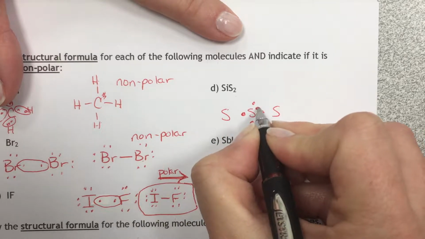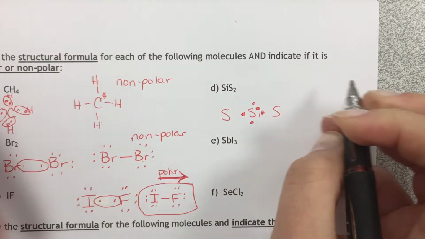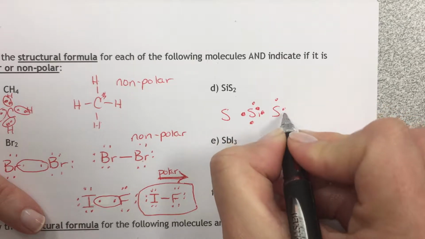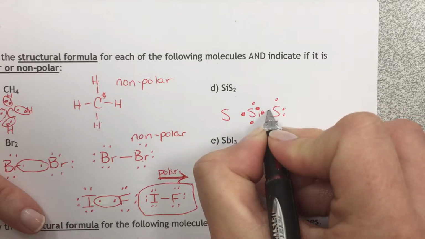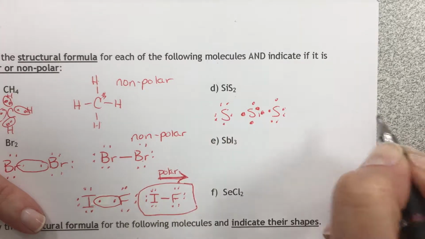And on the test, make sure I know the difference. I know that that's a dot on the I and not an electron. Okay, sulfur had 6 electrons. So 1, 2, 3, 4, 5, 6. 1, 2, 3, 4, 5, 6.